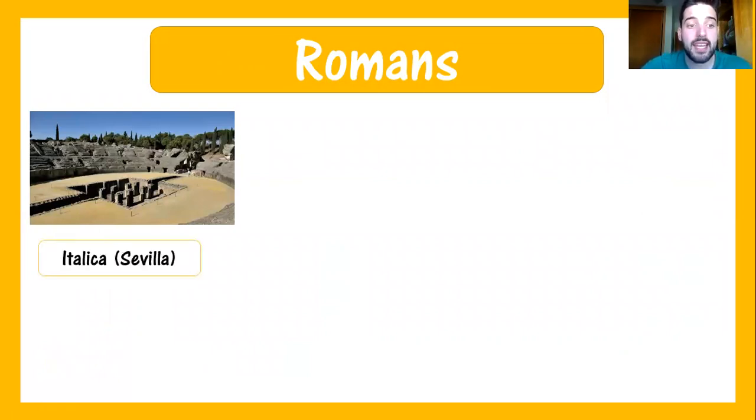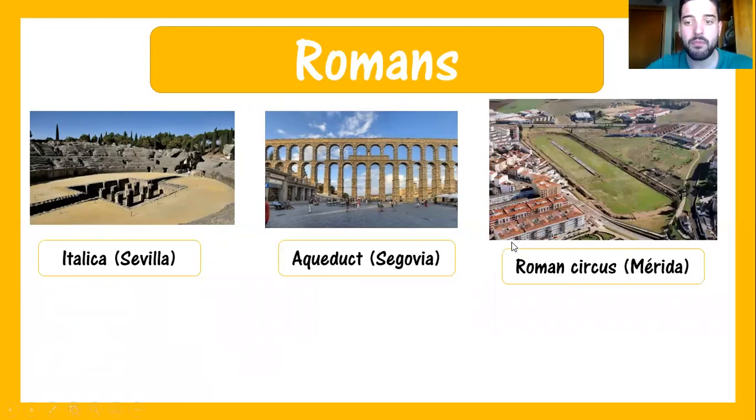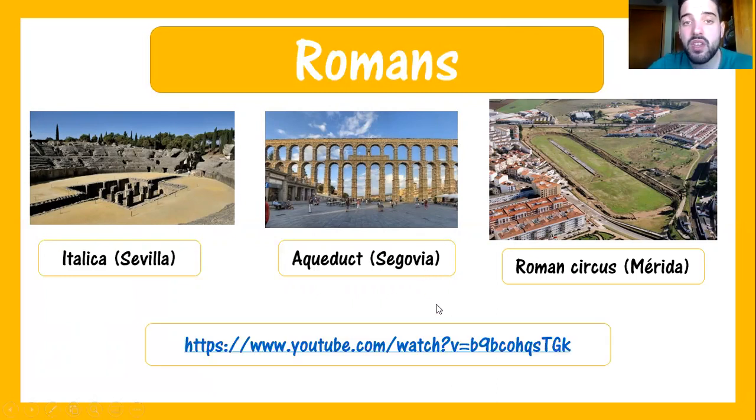For example, Italica in Sevilla was a Roman city. The aqueduct from Segovia, aqueducts were used to carry water. This is a Roman monument, very important and amazing. And also the Roman circus that we have in Mérida. Wow, there are many more Roman remains in Spain. You can have a look on the internet and tell us what you found out. Here you've got a very interesting video to learn more about the Romans.